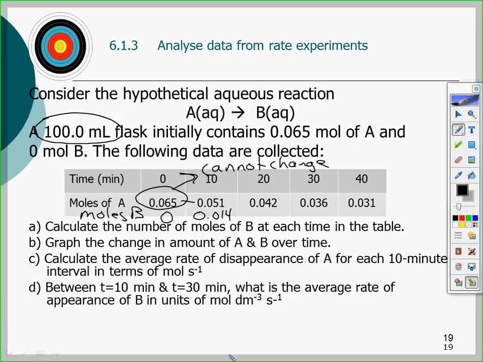Yes? Why did you start with the 100 milliliters again? We'll go over that in a second because we're going to have to do it down here.